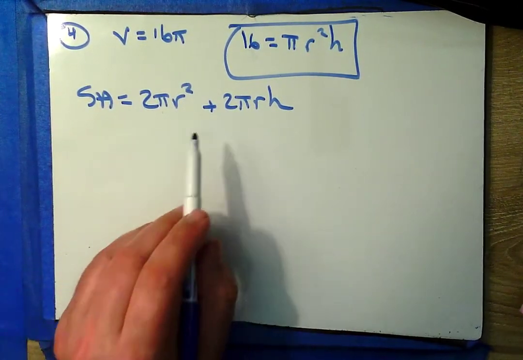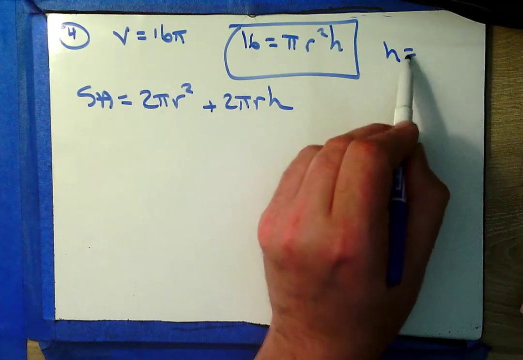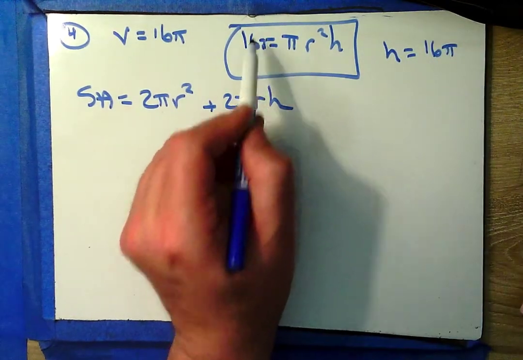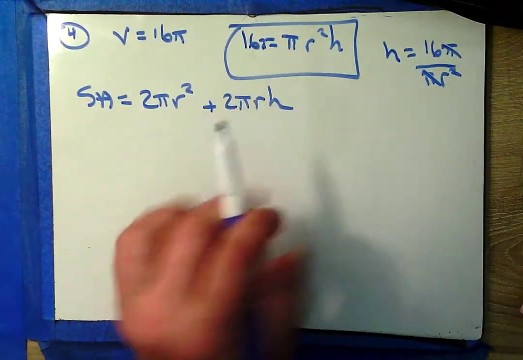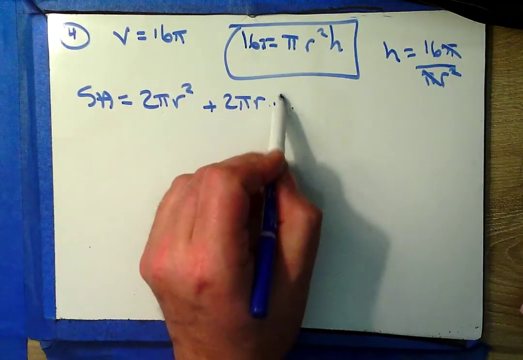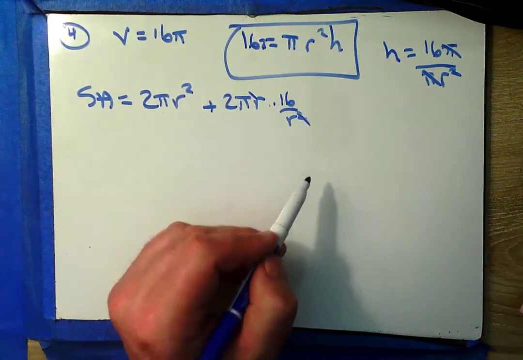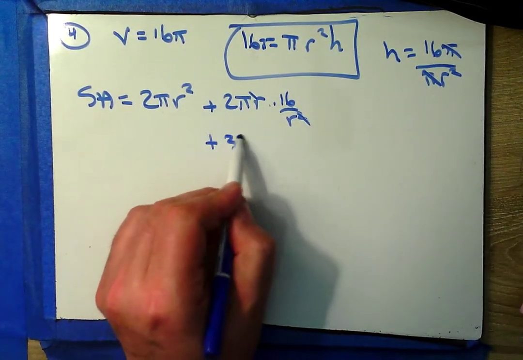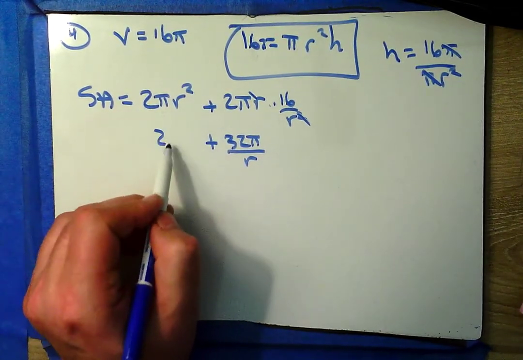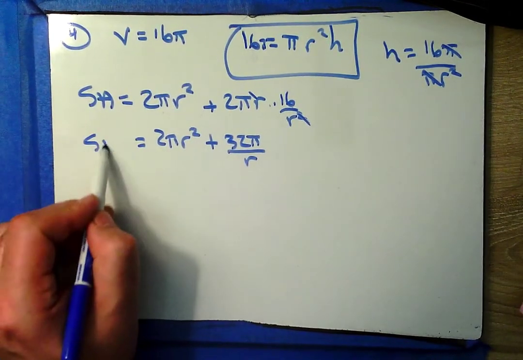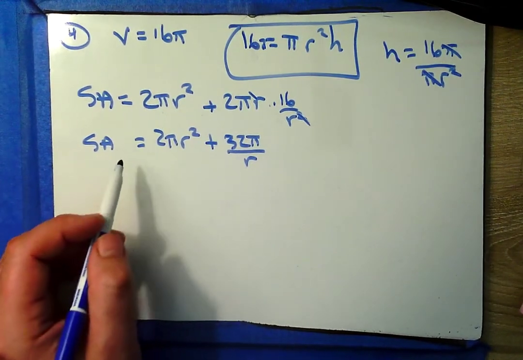So I would really like this in terms of one variable, not two variables. So over here, I think I'm going to say that h equals 16 pi divided by pi r squared, or h equals 16 over r squared. Okay, well I can cancel an r with an r, and then 16 times 2 is 32 pi over r. And then now here we have the 2 pi r squared. So here's surface area. But we want to minimize surface area, minimize the amount of material used.